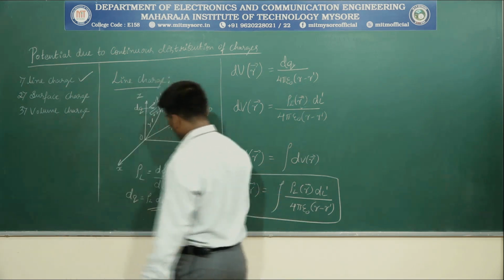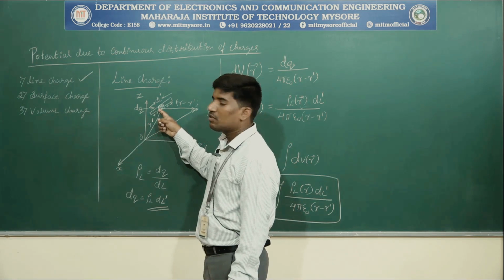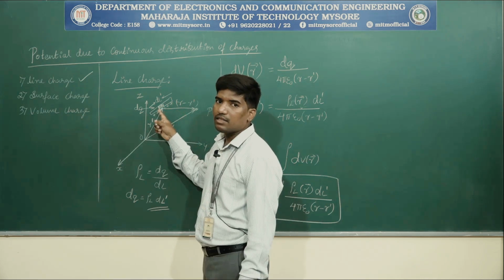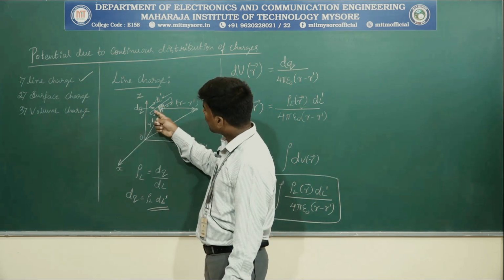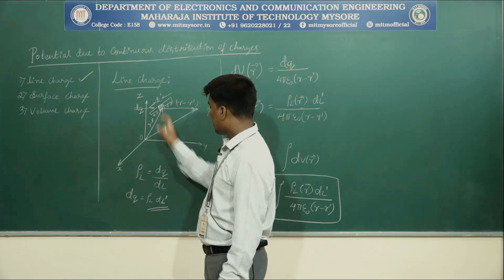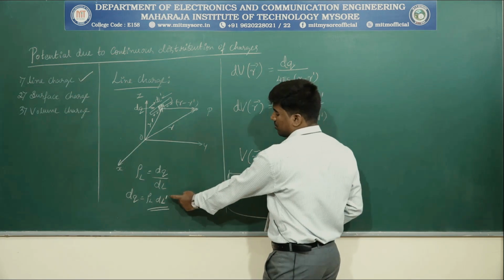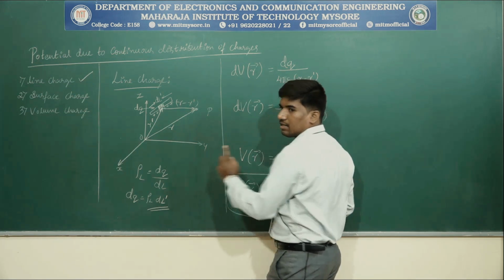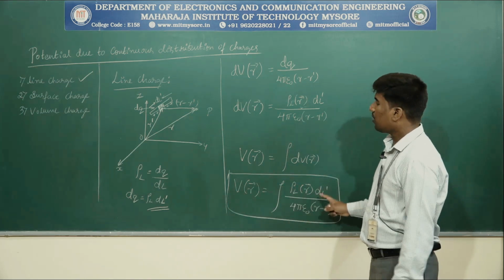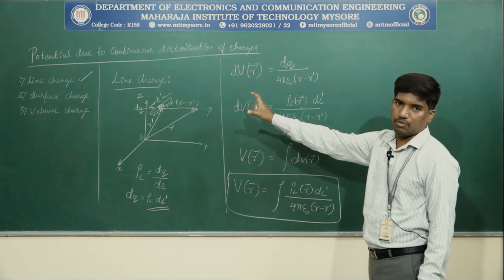Why is dl dash mentioned here? We know that the line charge density is not uniform throughout the length of this line charge. Hence, we have different densities at different points on the line charge, so we can represent it as dl dash. That is the explanation for writing dl dash here. So this is the total expression we have got for the potential due to a line charge distribution.